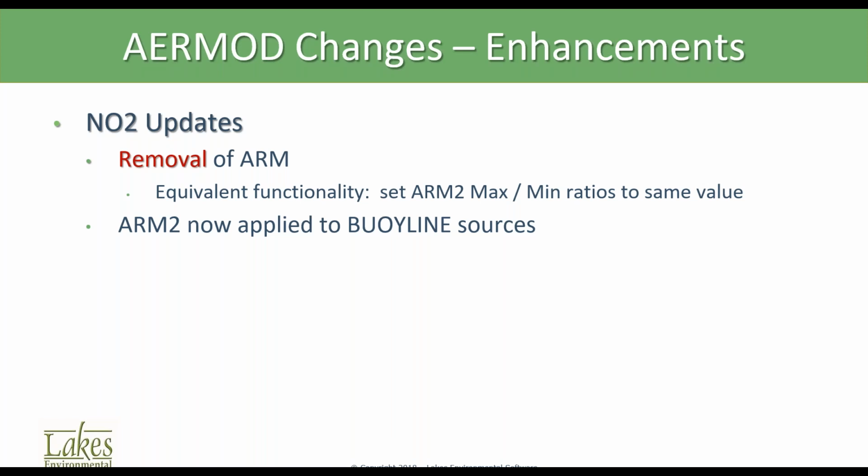That routine has now been removed, primarily because the science behind the old ARM method was rooted in long-term averages, whereas in the United States, ambient air quality standards have moved towards short-term averages. So the old ARM was not really applicable to a 1-hour NO2 standard. Something like ARM2, which was made regulatory default back in the 16216r release, is more applicable to 1-hour NO2. So we've removed ARM, and we now have equivalent functionality by setting the ARM2 minimum and maximum ratios to the same value. You can replicate the old ARM functionality.